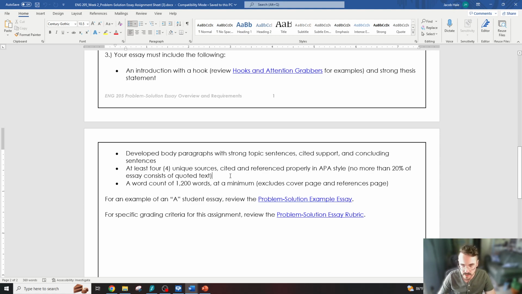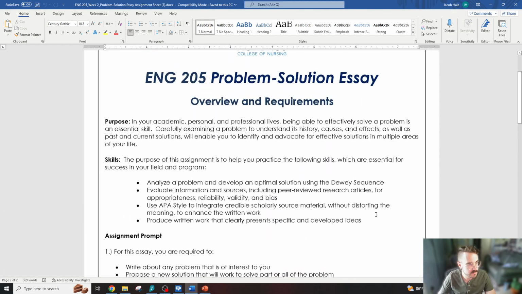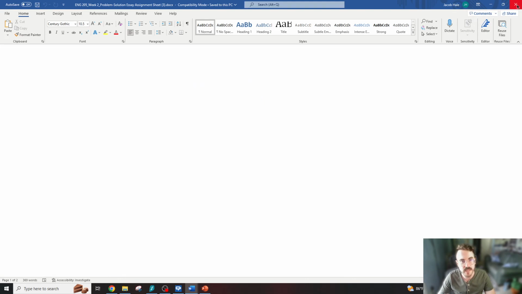So you're not just going to be dumping a whole bunch of quotes into this paper. Most of your paper needs to be your own words, even if you're paraphrasing a source. So no more than 20% of your paper should be directly quoting one of your sources. Your paper needs to be at least 1,200 words. That does not include your cover page and your references. We have an example problem solution essay and the rubric that I'm going to use to grade your paper. So that is the assignment sheet.